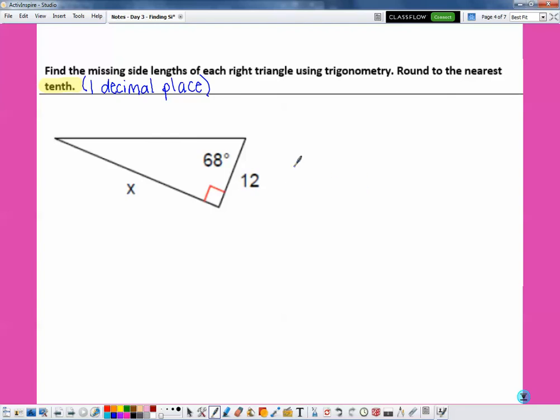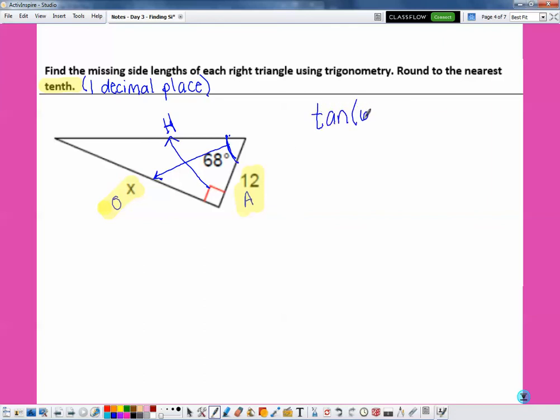So the first thing we needed to do was choose an acute angle and label the sides. So we know 68 degrees here, that's going to be our angle. Across from that is our opposite. Across from the right angle is the hypotenuse, and the other sides are adjacent. So we know opposite and we know adjacent. So which ratio should we choose? That's right, we should choose tangent.